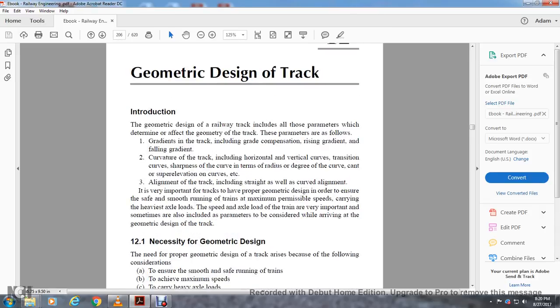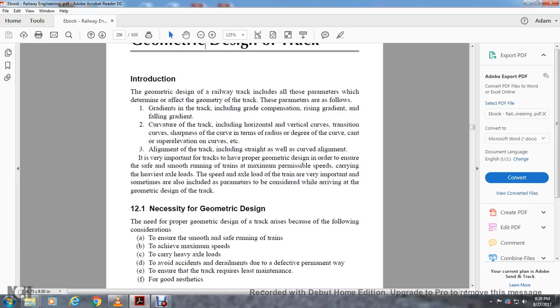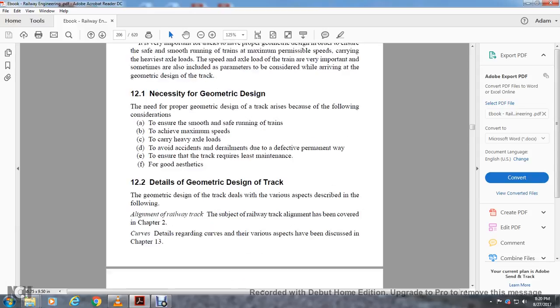12.1. Necessity of the geometrical design. The need for the proper geometrical design of the track arises because of the following considerations: to ensure the safe running of the train, to achieve the maximum speed, to carry the heavy axle loads, to avoid accidents and derailment, to protect the permanent way, and to ensure the track requires least maintenance because of the aesthetics.